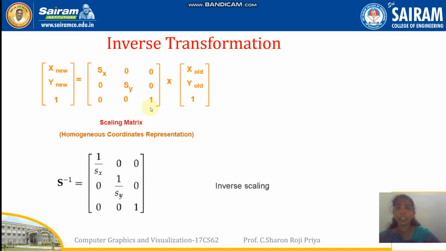Similarly, we can find the inverse scaling matrix. This is the scaling matrix in homogeneous form. How to find this inverse scaling matrix? Just inverse it. In the place of Sx, I have to write 1 by Sx, 1 by Sy, remaining everything is same. This is my inverse scaling matrix.